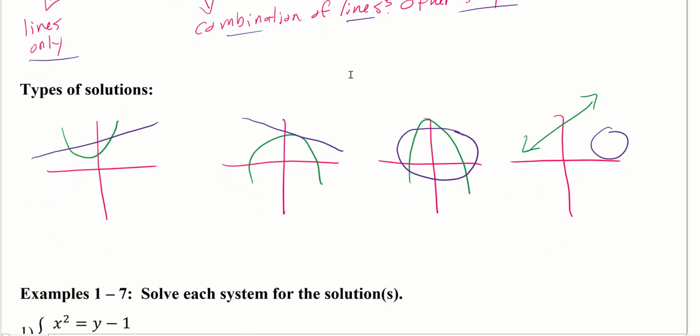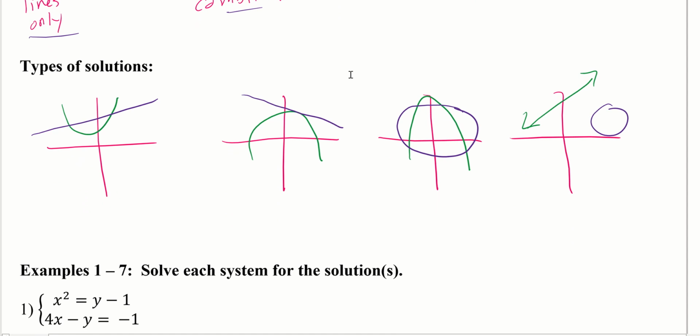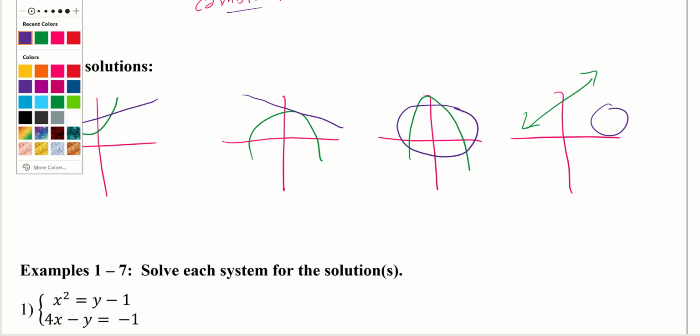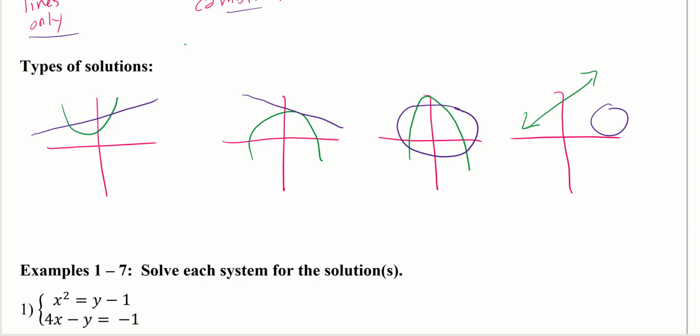Now, types of solutions, we've got a few examples here. Here we have a parabola and a line, and with this, we would have two solutions. Remember, a solution when you have multiple graphs is where they intersect each other. On this second one, we've got a nice parabola and a line, but they only touch each other once, so that would be one solution.